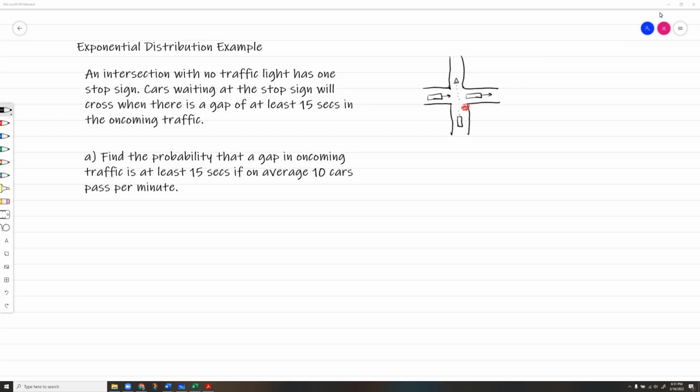The first thing we'll look at is finding the probability that a gap in oncoming traffic is at least 15 seconds if we have 10 cars pass per minute on average. So maybe that's data we collected from rush hour, and we want to figure out, do we need to put a traffic light in here or a traffic circle, and how long is a car basically going to be waiting. So let's take a look at this first example.